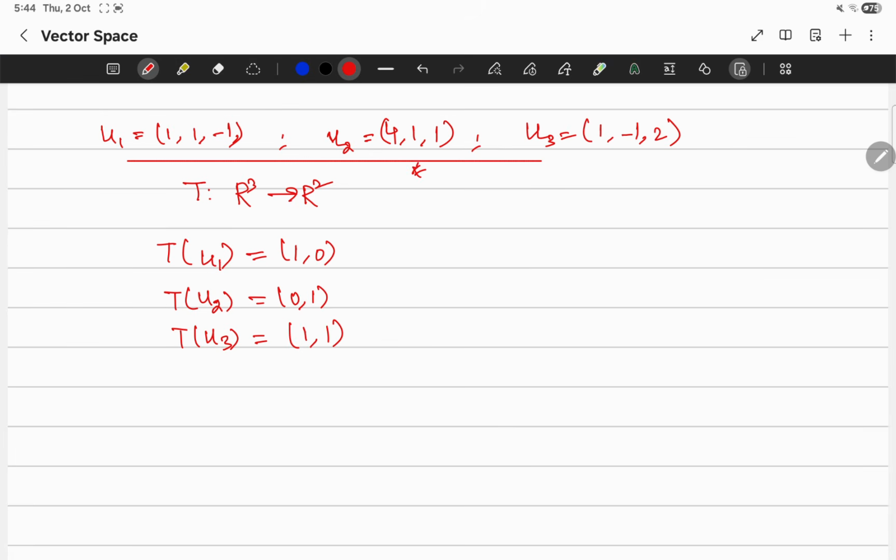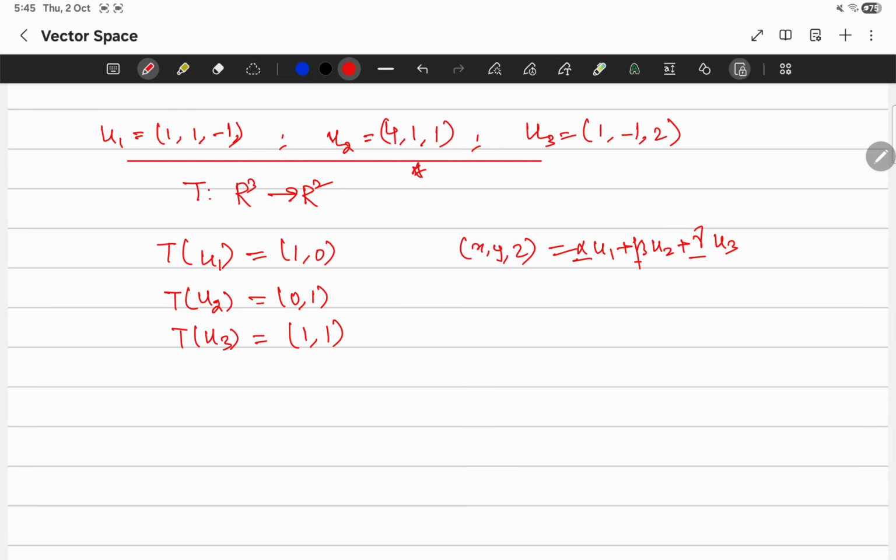Check whether this is a basis or not, then write (x,y,z) as alpha u1 plus beta u2 plus gamma u3. Find the values of alpha, beta and gamma, put them back here and apply the T. You will get the linear transformation.